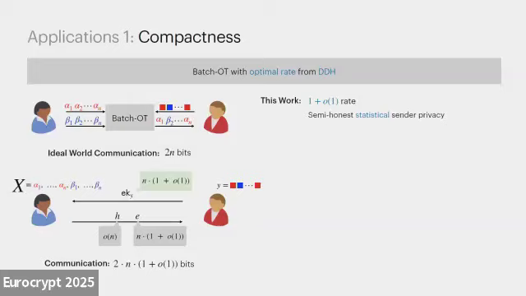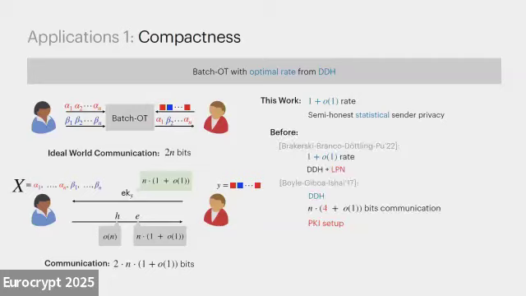And our construction also has semi-honest statistical sender privacy, which means that Alice's input is information theoretically private. Compared to prior work, batch OT with optimal rate from minimal assumptions required LPN in addition to DDH, so we remove the LPN assumption. And previous constructions from DDH either had lower rate, half the rate, and also required a PKI setup.